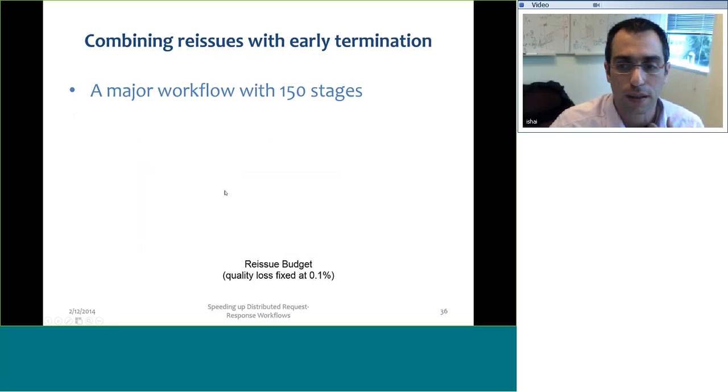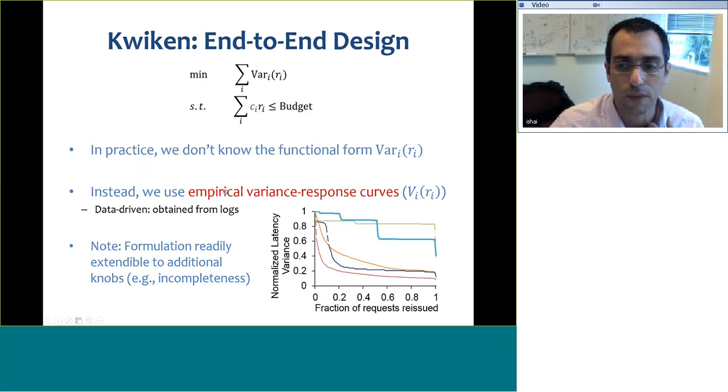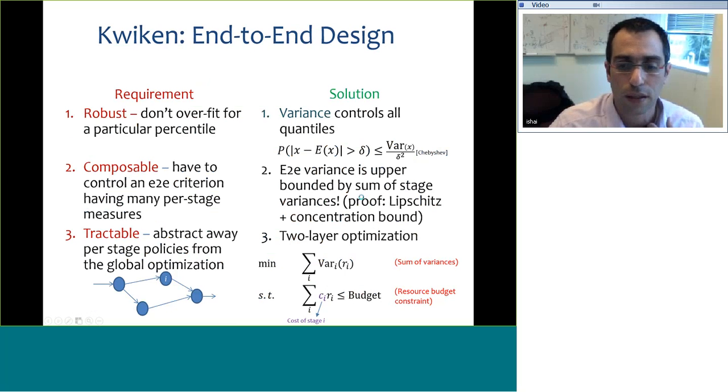So this thing here, I didn't emphasize, but under the var Ri, we basically abstract away the algorithm or the mechanism that we use per stage. So it could be simple, such as a reissue threshold, but it could be more complicated, and everything is abstracted away for the two-layer optimization.